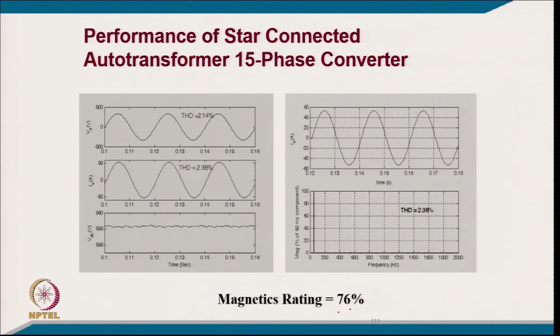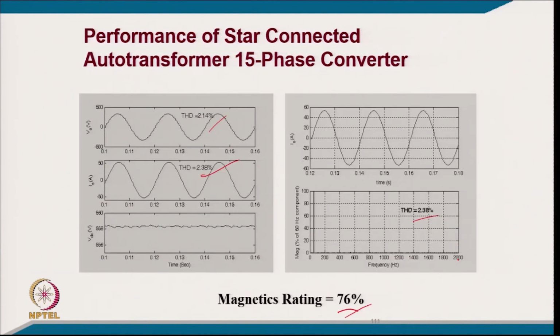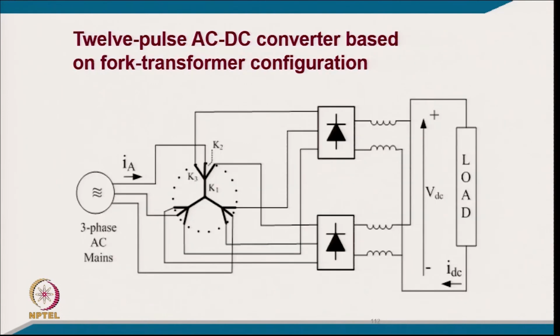In this 30 pulse, 15 phase means 30 pulse, but the rating is increasing, 76% of magnetic rating in spite of the auto connection. And the TAD of course, you can see, is of the order of 2.38% for voltage and 3.38% in case of current. Here you are able to get a well accepted THD as far as 30 pulses are concerned.